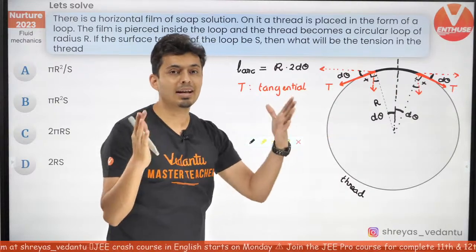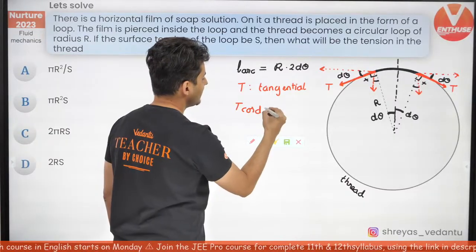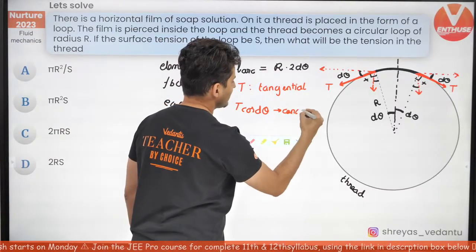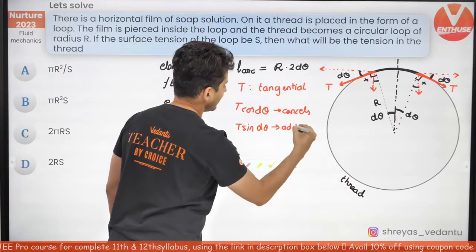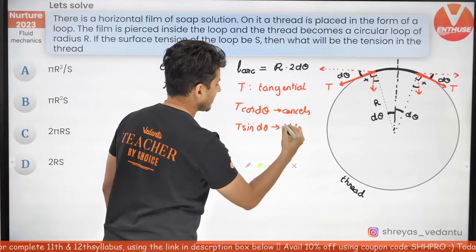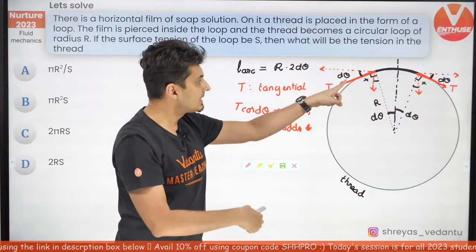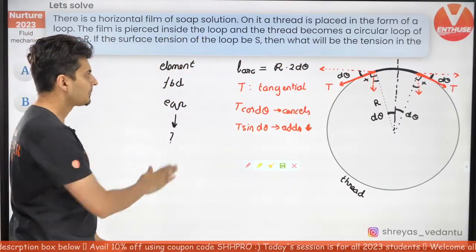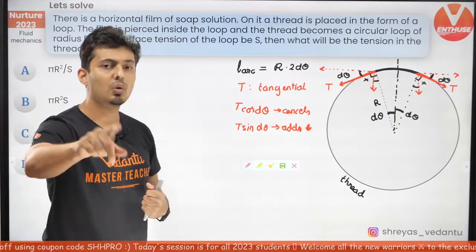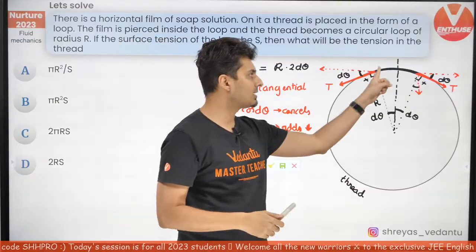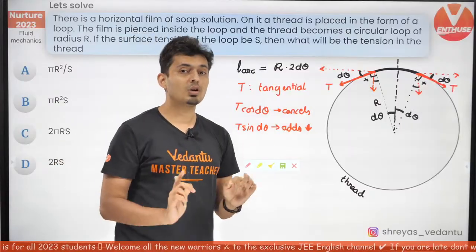So which components are adding? I'll just mention that over here. So T cos d theta basically cancels, whereas T sin d theta basically adds up together this way, downwards. Do you see that? The sine components will add up. Fair enough, everyone. T sin d theta components are adding downwards. The question is, who is balancing them? Because I know this thread is at rest. It's not moving, it's at rest. So there must be some force to cancel it.